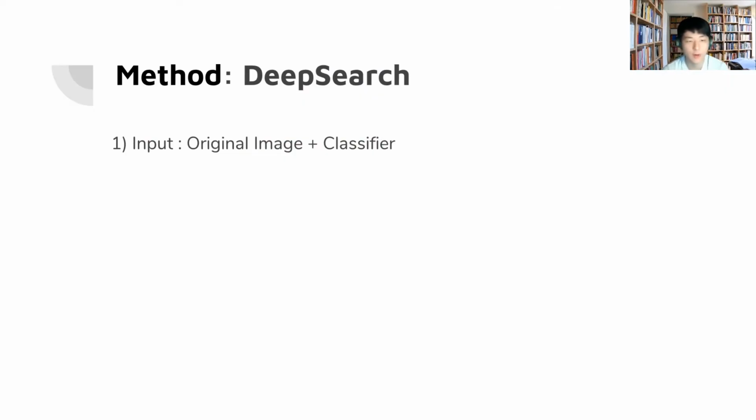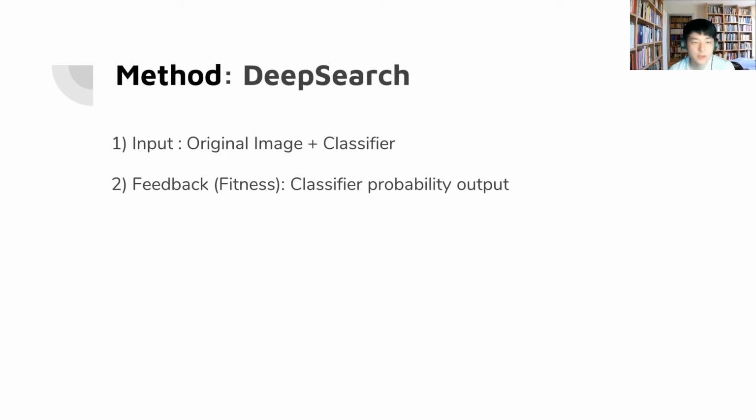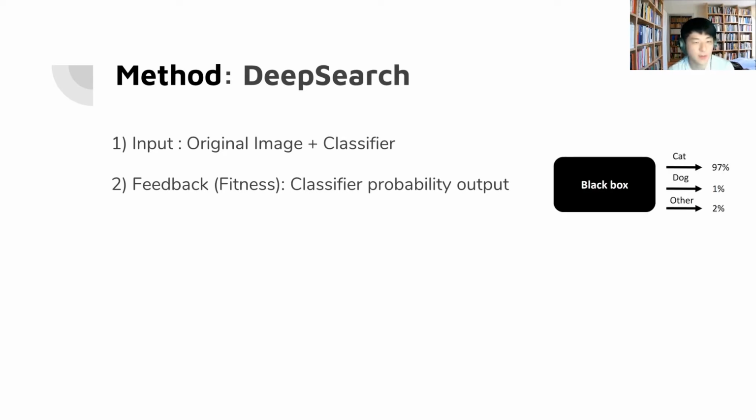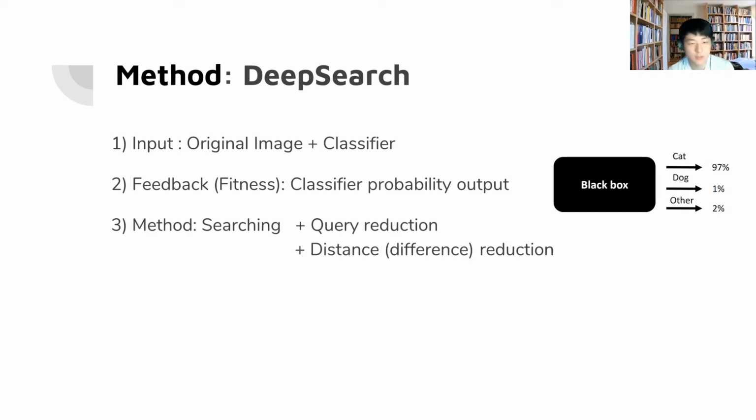So what we have are the original image and the access to the classifier. The only information to make searching decisions is the probability output of the classifier. And as the name implies, we'll be using a searching method assisted with query reduction and distance reduction. And you might be wondering what is query reduction and distance reduction.